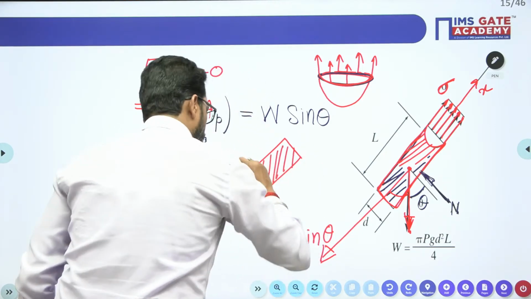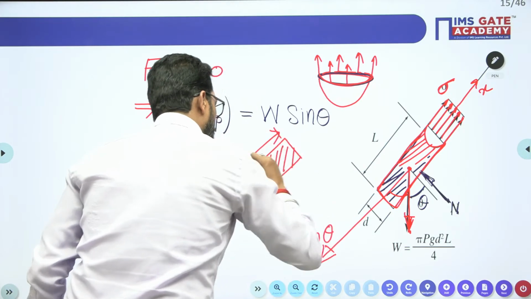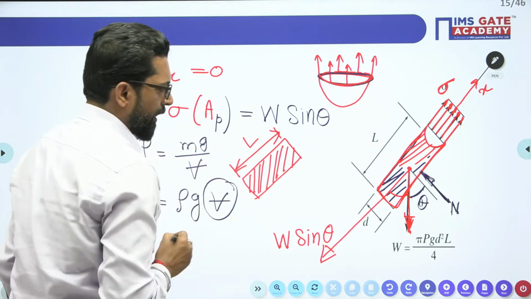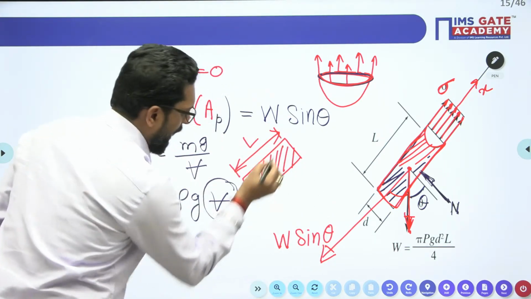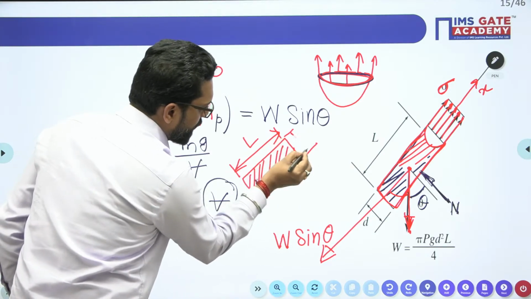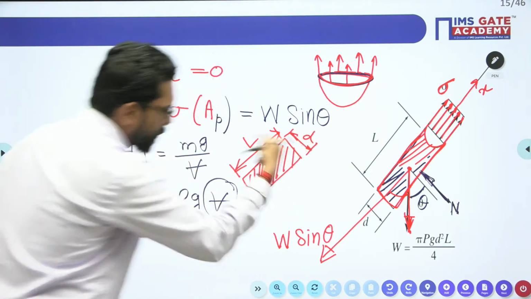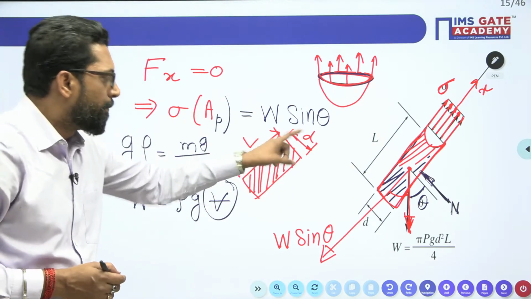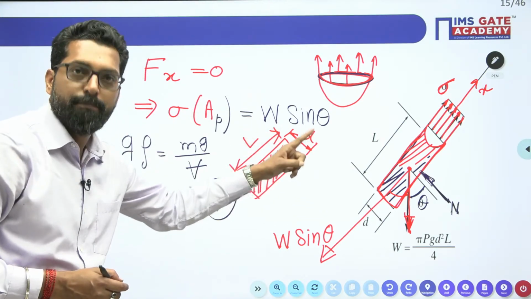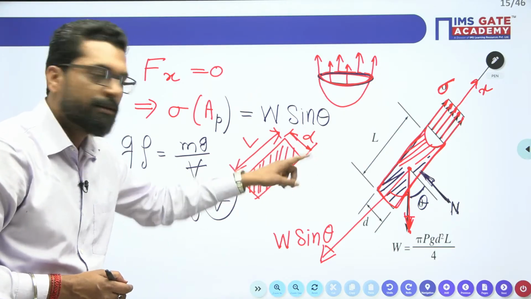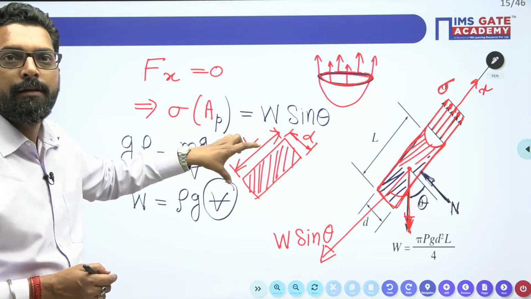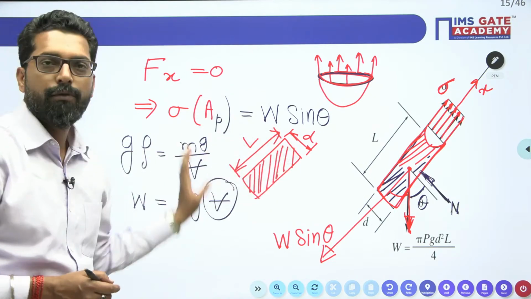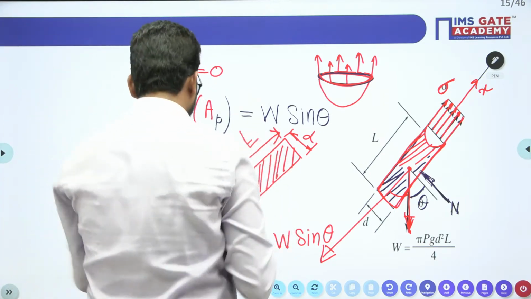This is the length L and this is the diameter D. You can easily calculate the volume: the cross-section area pi r square into L. This is your volume, and with this volume you get the weight.